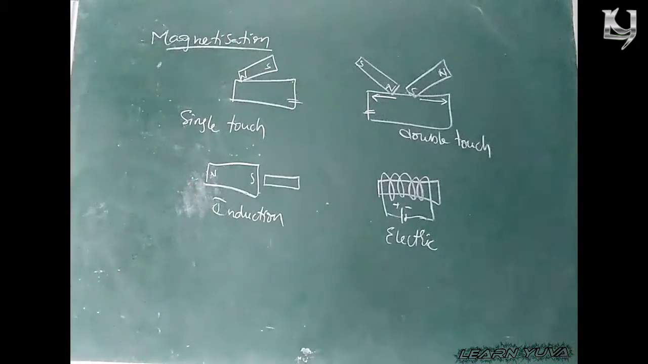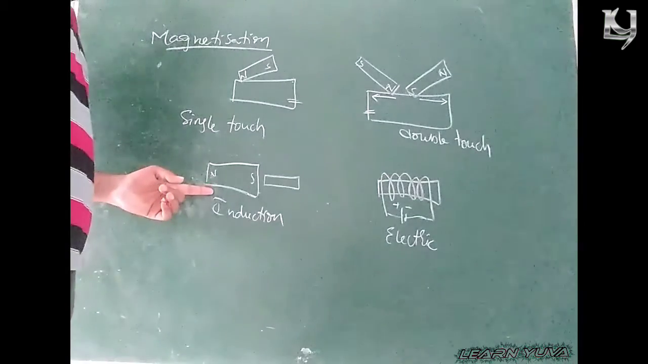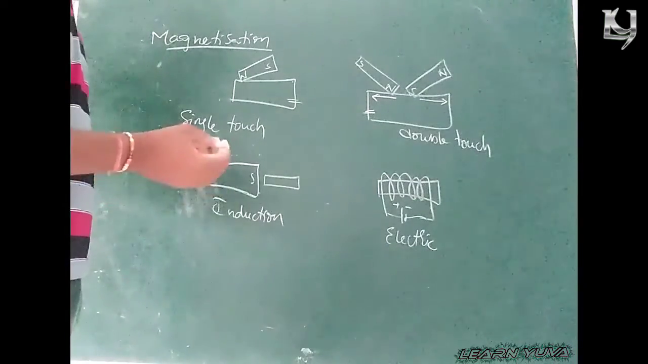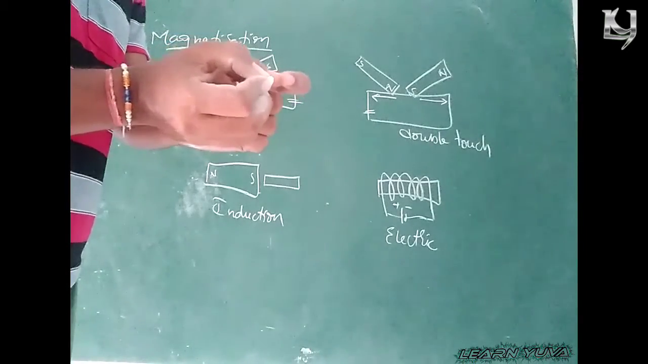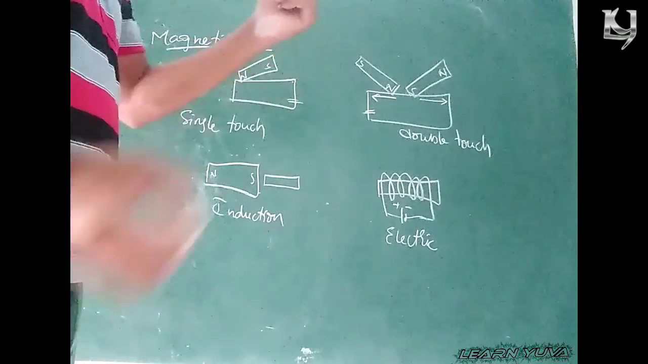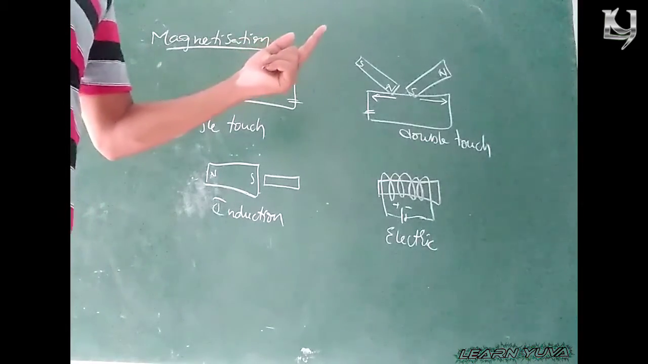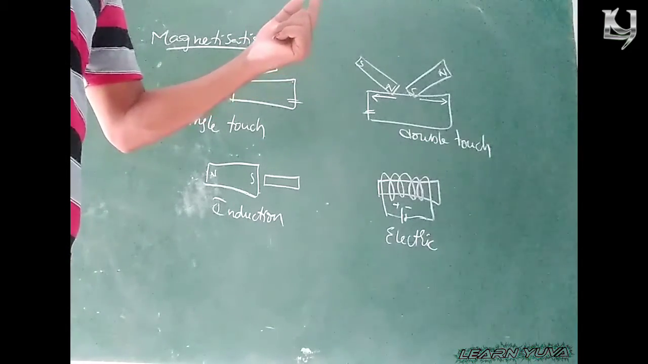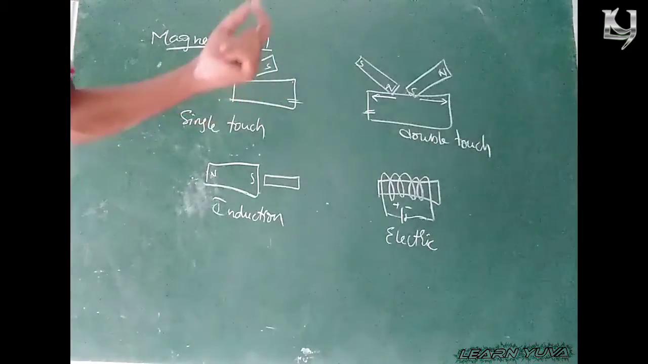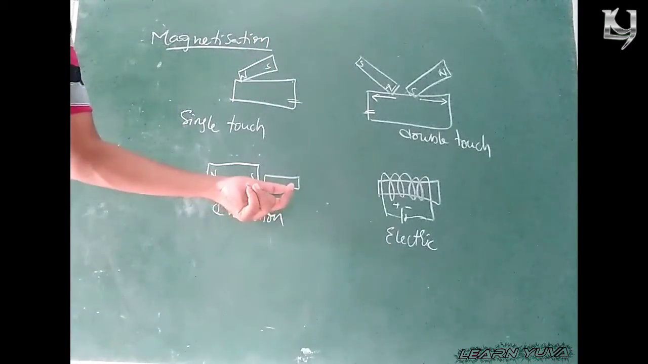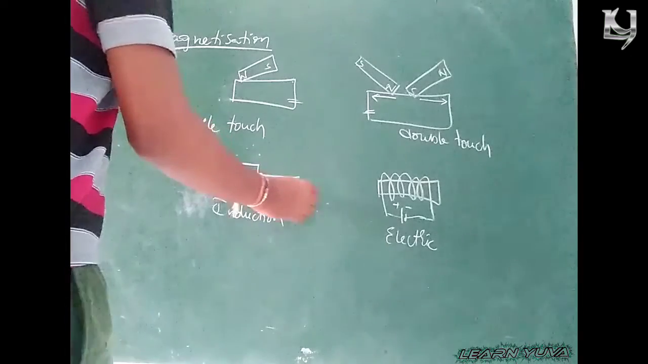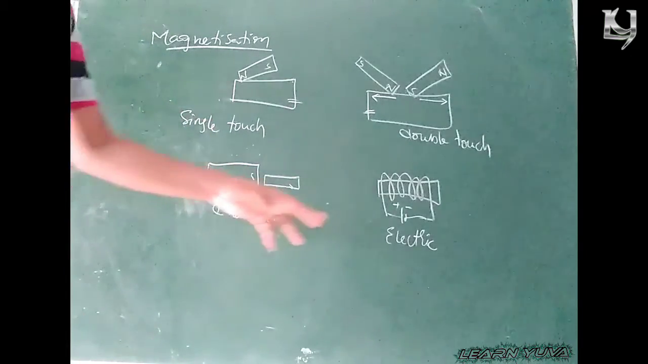Next one, induction method. If you keep a magnetic material very near to a bar magnet, as we have done in the previous videos on magnetic induction, like the safety pin kept near the bar magnet, after some time the safety pin acts as a magnet. That is the induction method.